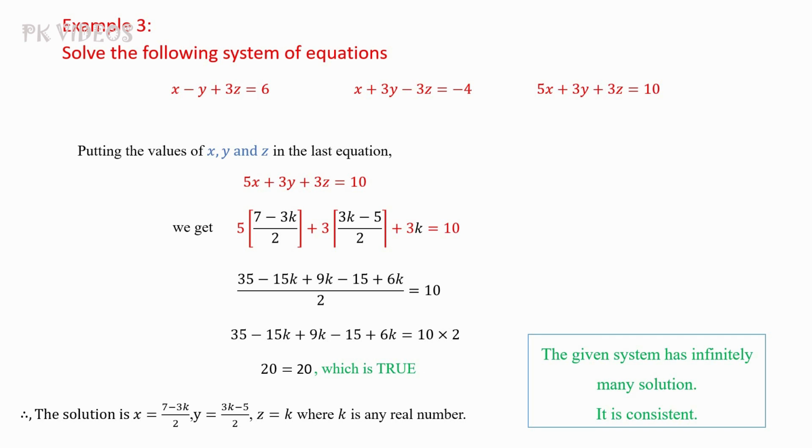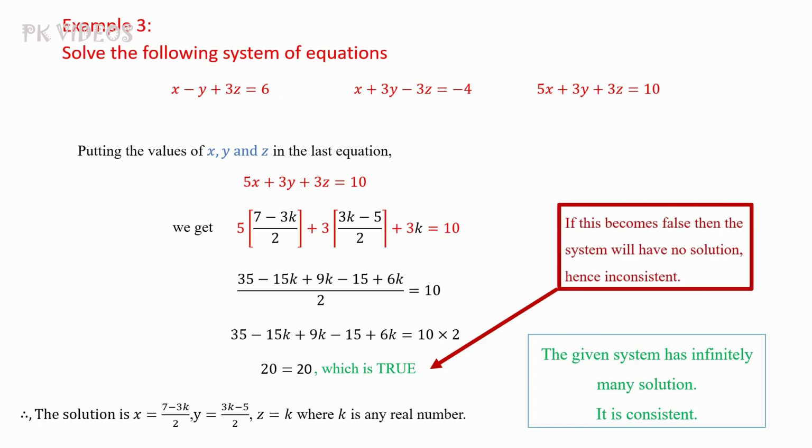It is consistent. However, this is true in this case, but if this is not true, for example, if one side comes to 18 or any other value and the other side comes to 20, which is not equal, then if this becomes false, the system will have no solution. Hence, it is inconsistent.